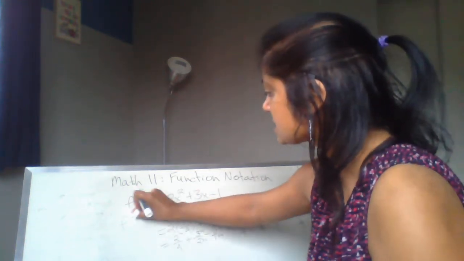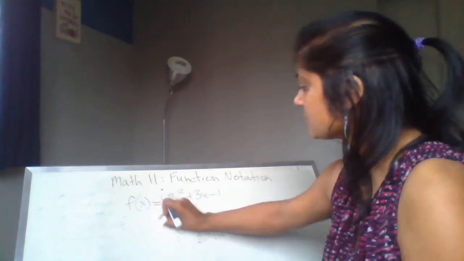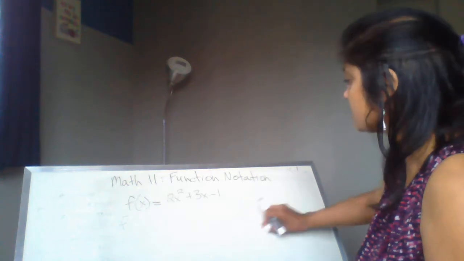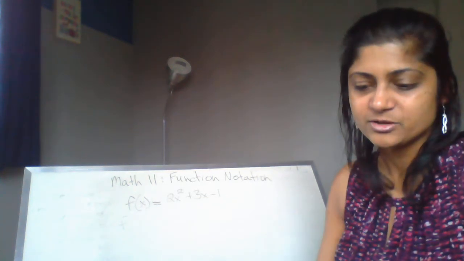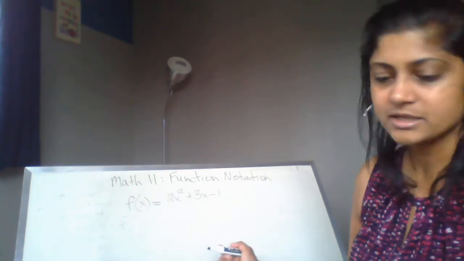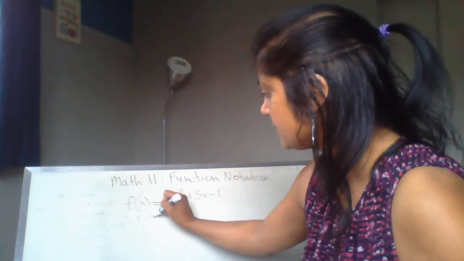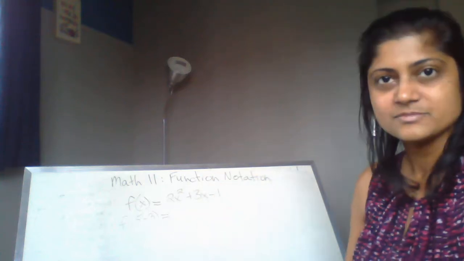All right, and we're gonna use the same function. So there are several parts to this question, and it gives you different types of functions that you can try here. All right, so let's try this one. So it says f of 5 minus 3.